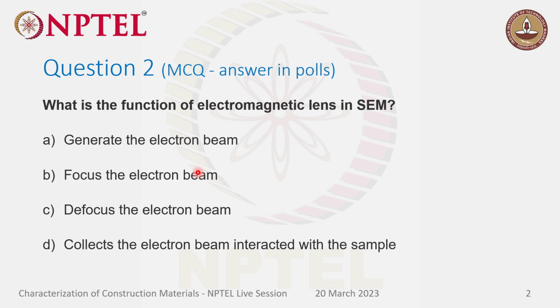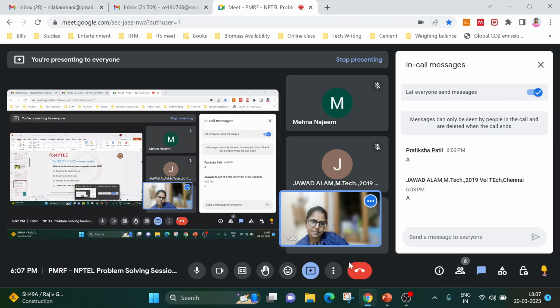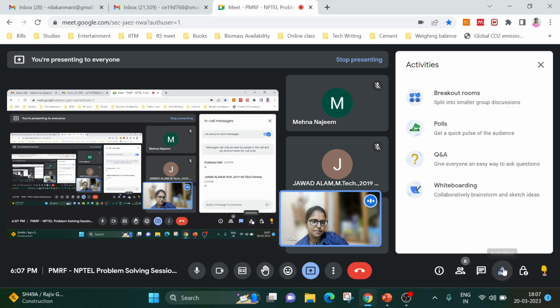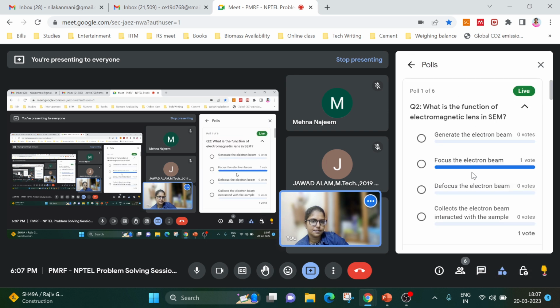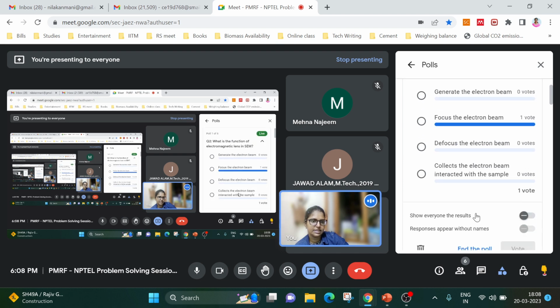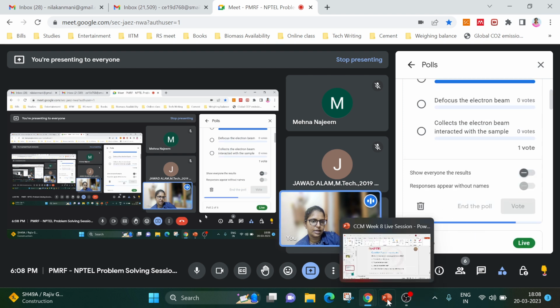Time is up. This question is launched in polls. I didn't mention it well before, but I have given the answer options in polls. Okay, let's see the class response. Okay, focus the electron beam. Nice. Let me end the poll.